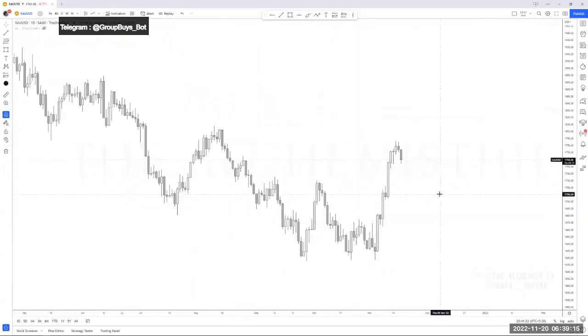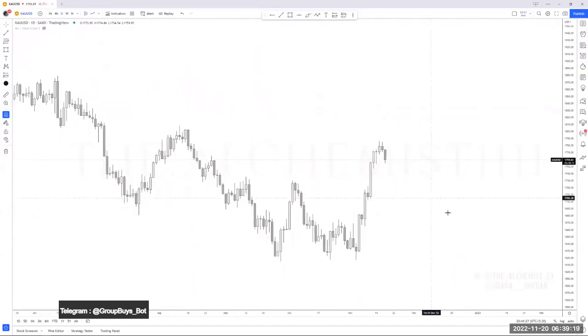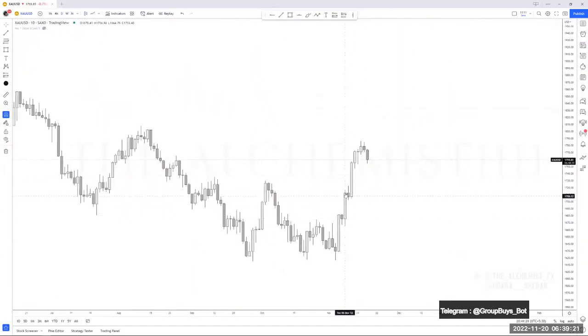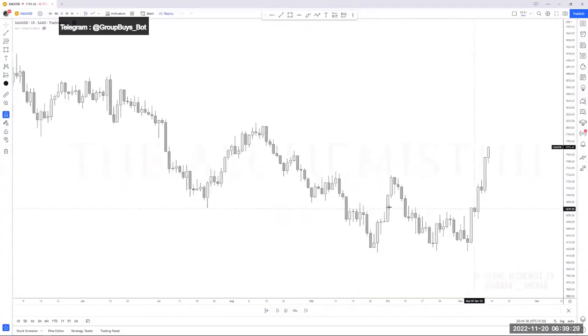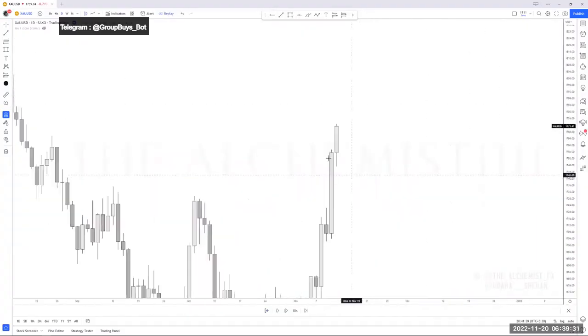Now there's another thing. We call it the open close levels. So it has nothing to do with these V formations or A formations. It will be something like this. So why do we call it the open close levels? Because what did I tell you? I told you we focus on the closing prices only, right?